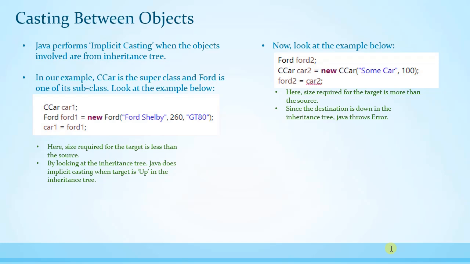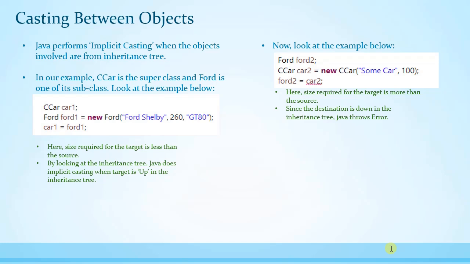Here the size required for the target is more than the source. So unlike primitive data types, here the size is not important. Why? Because Ford2 and car2 both are going to hold an address of the heap. So in the casting, the type is not important. What is important is where the source and target stay in the inheritance tree. So the heap size is not important.